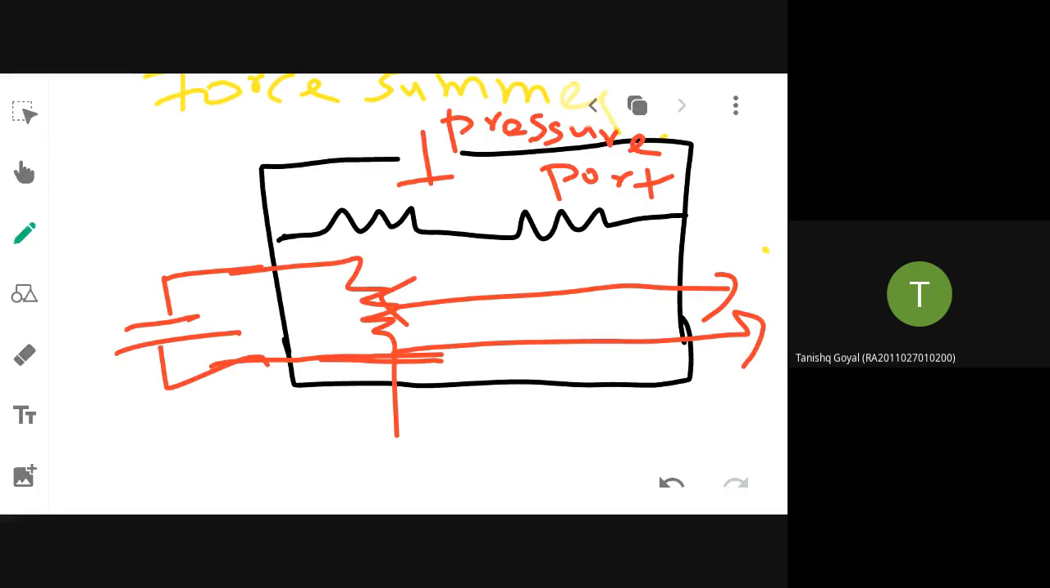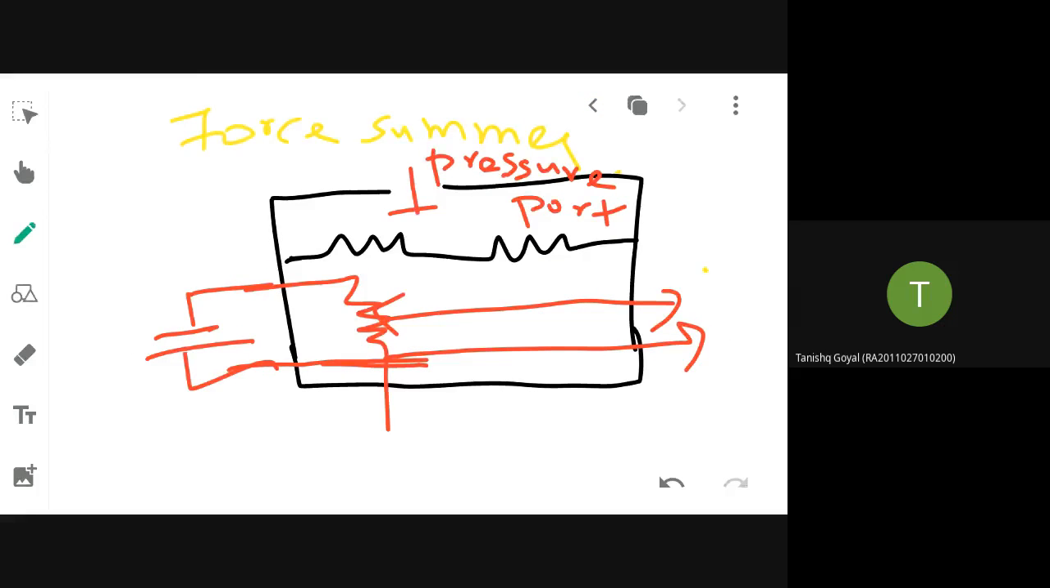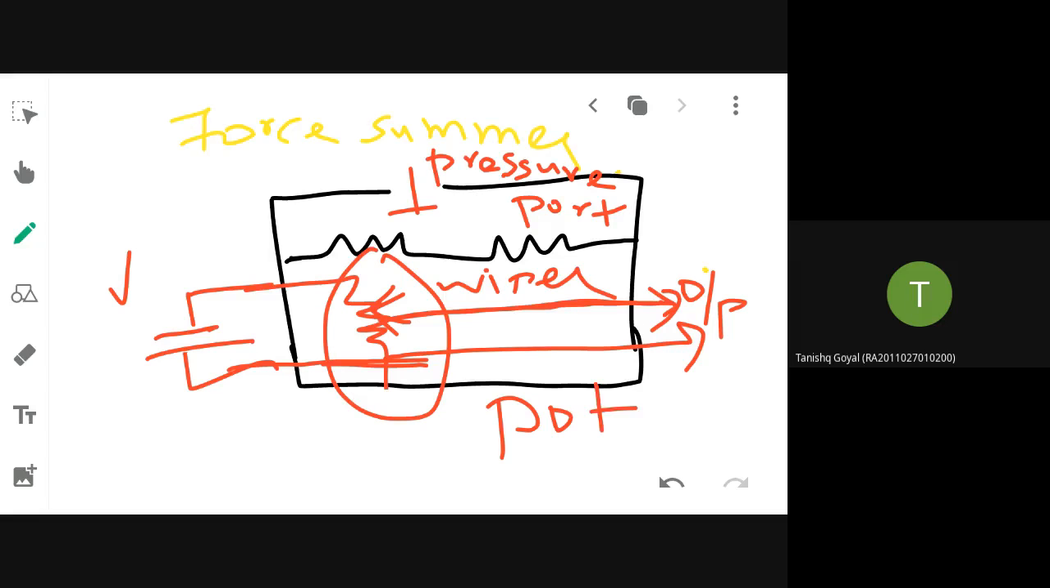Okay, this is also a transducer called a force summing device. Are you able to observe the potentiometer? Is there any potentiometer arrangement or not? Yes, ma'am. This one is your output voltage, this one is your wiper or slider, and this one is your wattage. What is the physical variable that you are going to measure here?